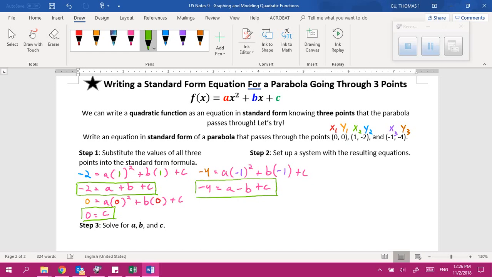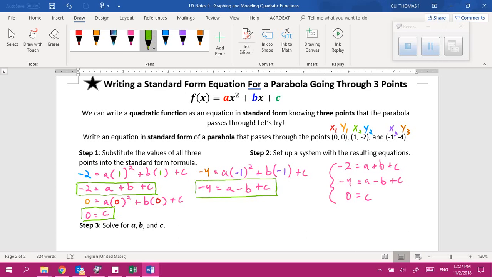So we used all the x's. So now we're going to put those 3 equations into a system. So we're going to write the huge bracket for the system. And we've got negative 2 equals a plus b plus c. We have negative 4 equals a minus b plus c. And we have 0 equals c. Now we put it into a system because remember, with a system of 3 equations, we can solve for a, b, and c. And that's our original purpose because we're trying to write an equation that looks like this standard form equation up there.